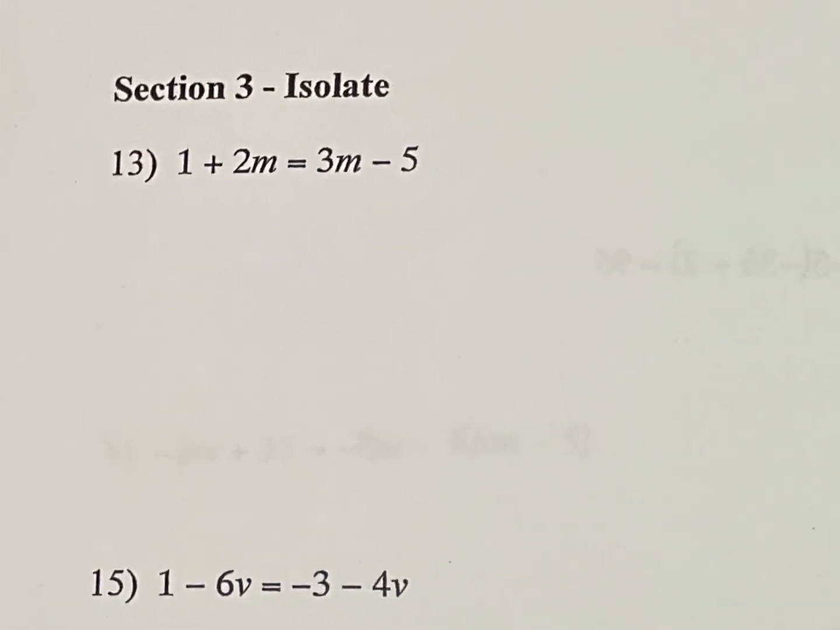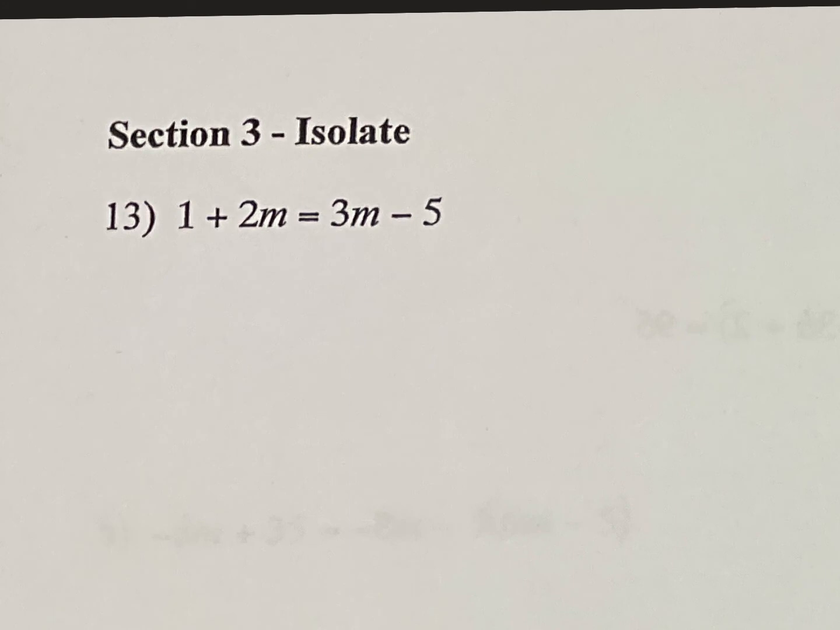Okay, so number 13. Notice the section doesn't say anything about distributing. There's no parentheses on there, so there's nothing for you to distribute. It also doesn't say anything about simplifying because you don't have any like terms to put together. Because on this side of the equation, 3m and a 5. Those are not like terms. I can't put them together, right? Over on this side, 1 plus 2m. I can't put them together. So this section doesn't say simplify because there's nothing to simplify.